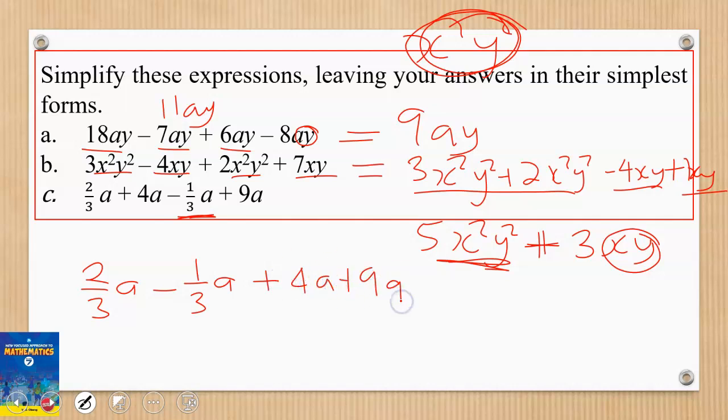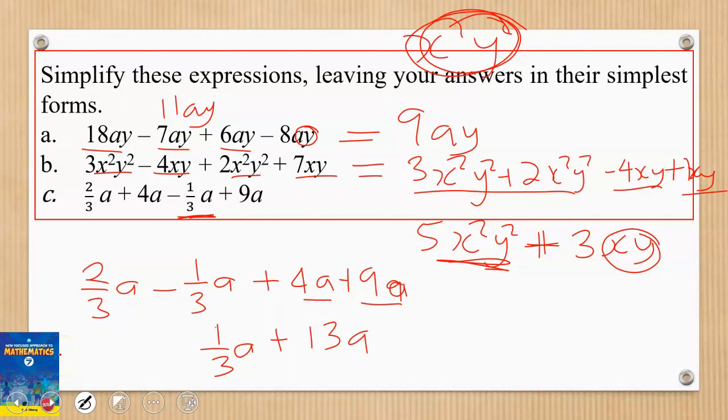I'm doing this because it will be easier to do the fraction by fraction, then we add the rest together. So if I have 2 thirds minus 1/3 of a, assuming a is apple, so I have 2 thirds of apples minus 1/3 of apple, I'll be left with 1/3 of the apple. Then if I add 4a plus 9a, I'm going to say 13a. So now what I have is 1/3 a plus 13a. What will that be?